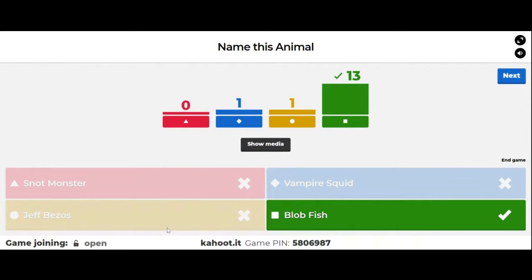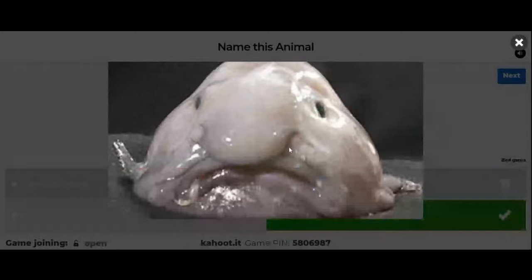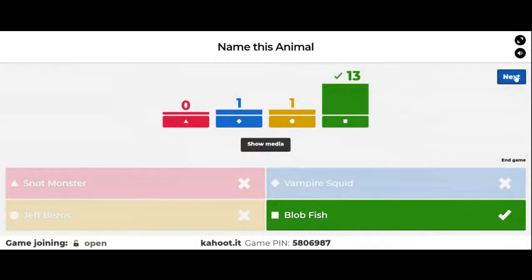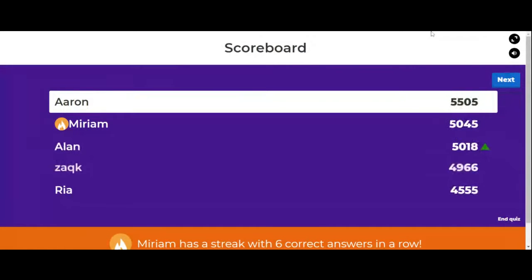It makes me really happy that someone chose Jeff Bezos. Let's be real, this thing does look like Jeff Bezos. It does. Thank you, Zane. I appreciate you leaning into the meme with me.